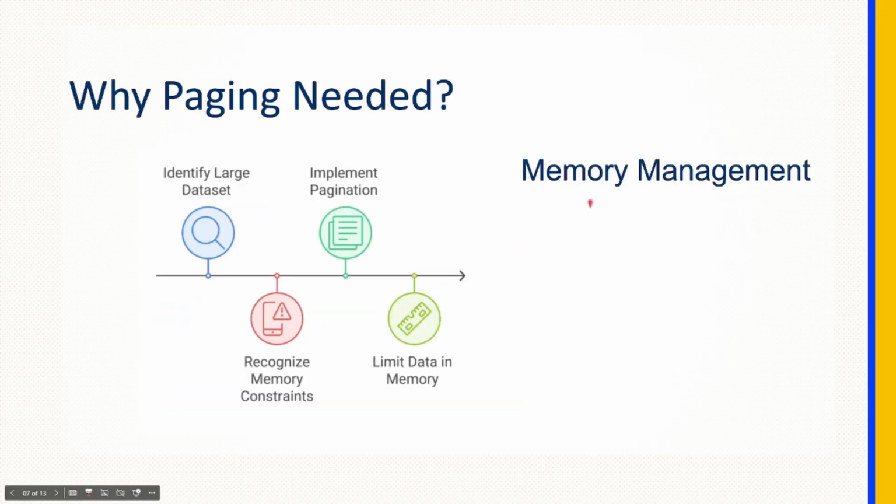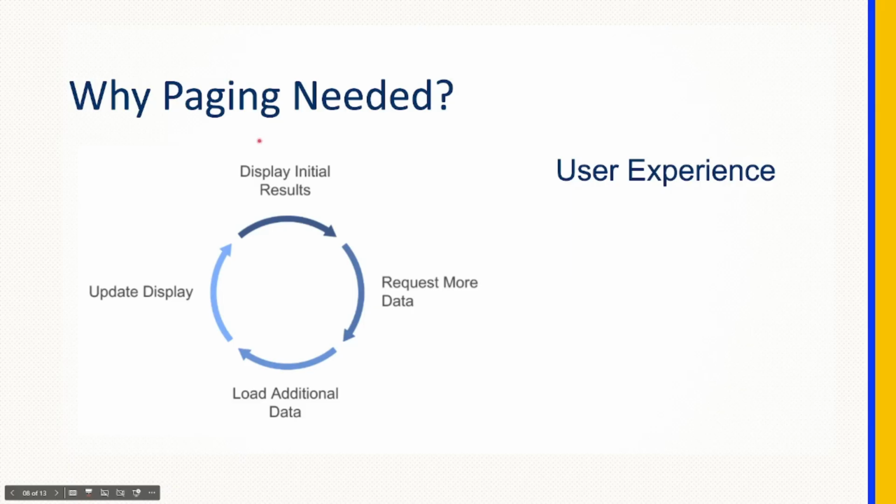The second reason is memory management. Handling a massive dataset in one shot can easily consume too much memory and even crash the system. With pagination, the data is broken down into smaller sets or smaller pages, making it easier to process and store without overloading the memory. And the third reason is user experience.